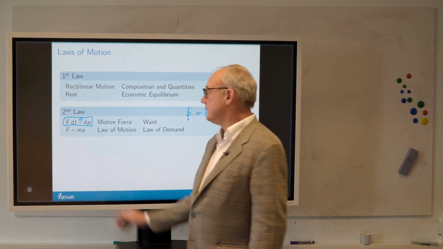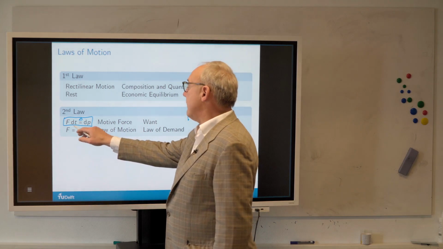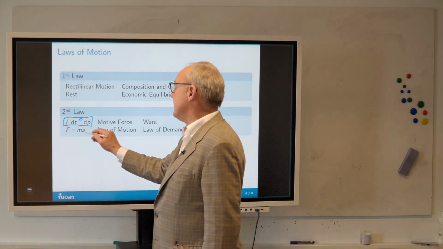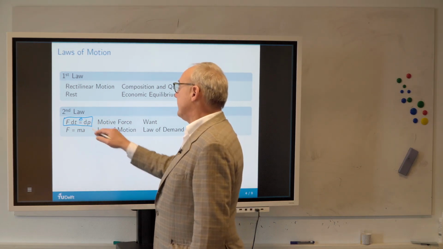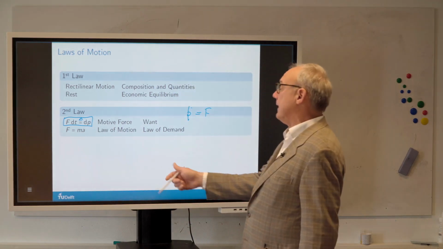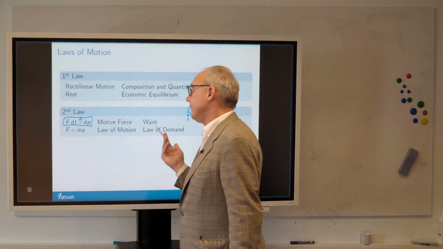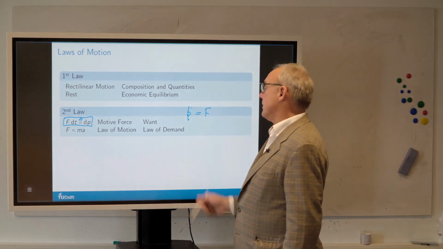There we go. So if I bring the dt to the other side here, and I plug in my definition of momentum, or the demand line, I get the law of motion, as it is known, and this is called the law of demand.